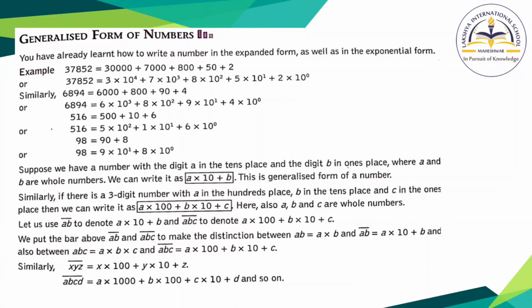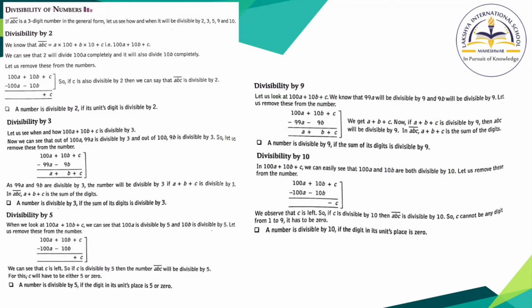Now this is the generalized form. Suppose we have a number with the digit a in the tens place and b in the ones place, where a and b are whole numbers. We can write it as a into 10 plus b. This is the generalized form of a number. We will see it in the questions for better explanation.